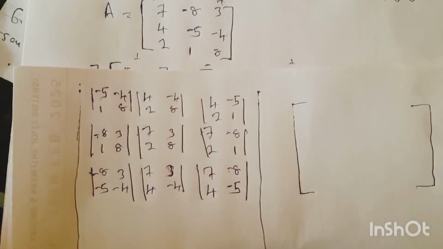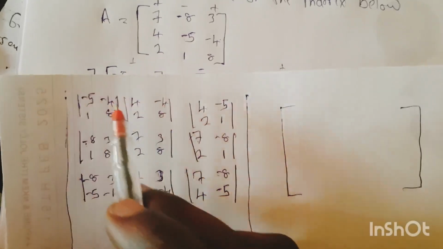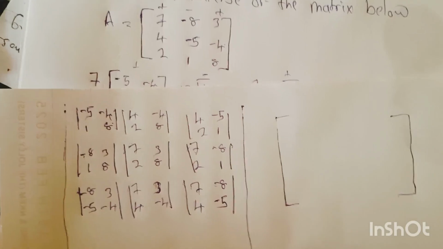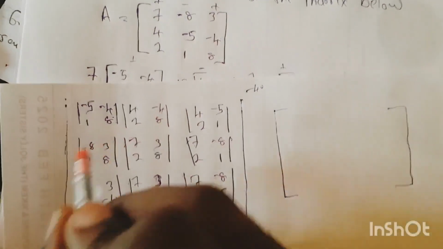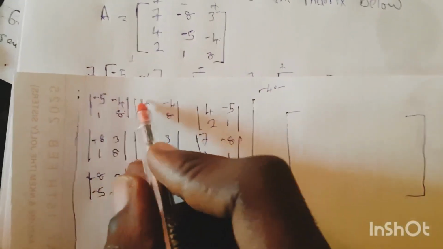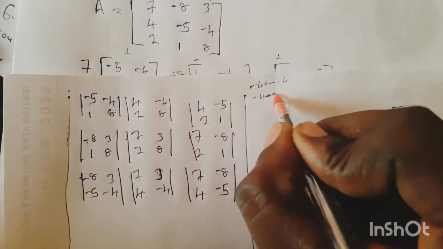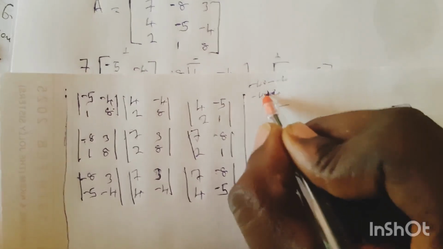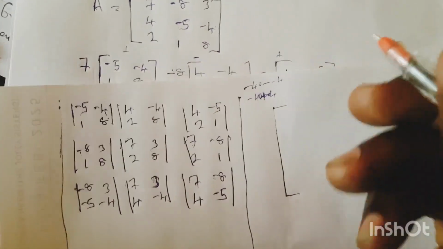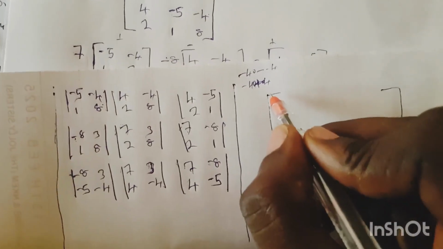So we are going to turn this into a matrix. Remember, this is how we do it. This times this minus this times this. So 8 times 5, that is going to give us minus 40. So minus this times this, 1 times minus 4, that's going to give us minus 4. So it's going to give us minus 40 plus 4. Minus 40 plus 4, that's going to give us minus 44.